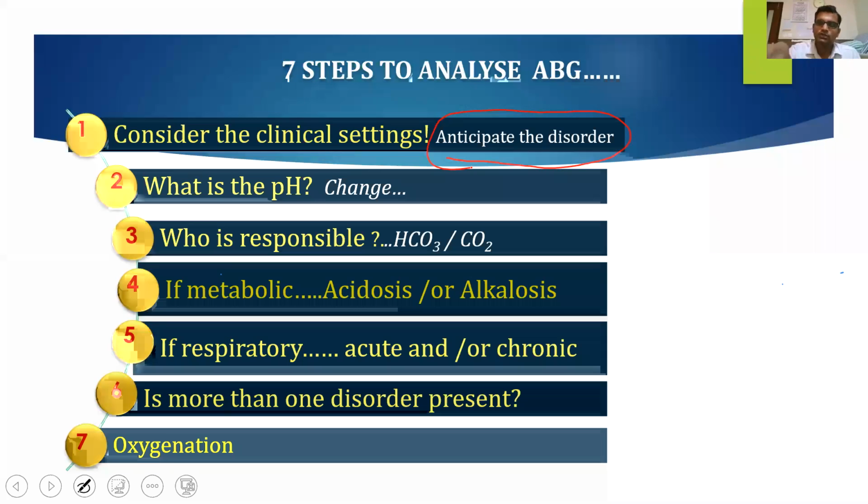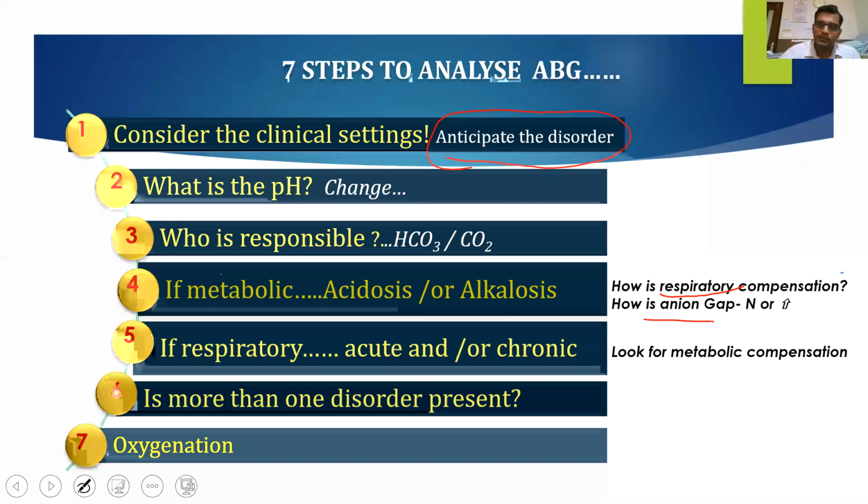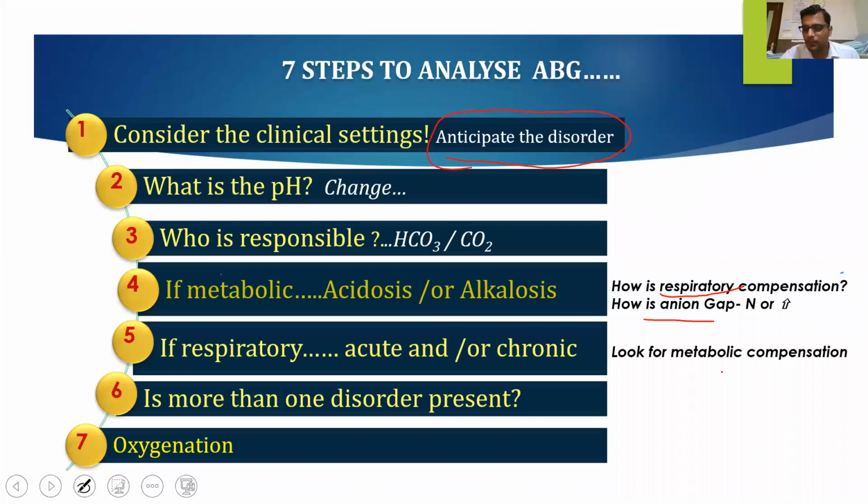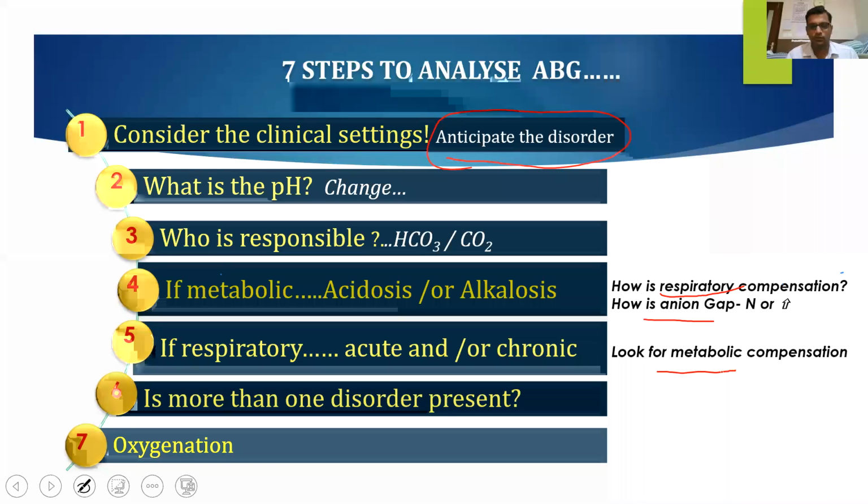Once we find the primary culprit, if we find that the primary disorder is metabolic, then the next step is we look for the respiratory compensation. And in a metabolic acidosis, you have to look for the anion gap. Now, if the primary disorder is respiratory, then you look for the metabolic compensation. Next, you look whether there is a mixed disorder, or anything suspicious of a mixed disorder. And last, you look at the oxygenation and whether the oxygen is adequate or not. So we'll go one by one.